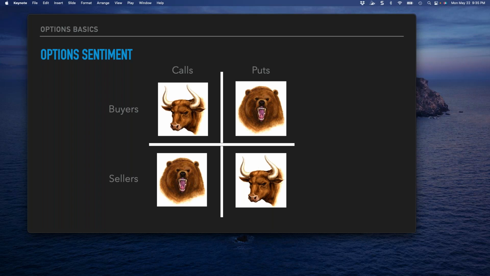Now, knowing how buyers and sellers fit into the construction of an option trade makes it a little bit easier to understand why each side of an option trade, a buyer and a seller, take the positions that they do. The table on this slide is designed to give us a visual representation of the attitude of each side of an option trade. So let's take a look at each one for a call and a put trade.